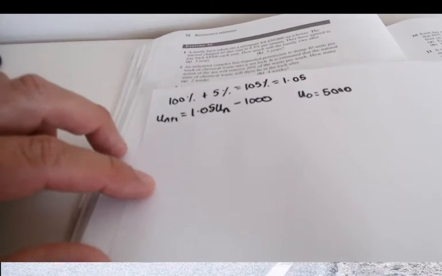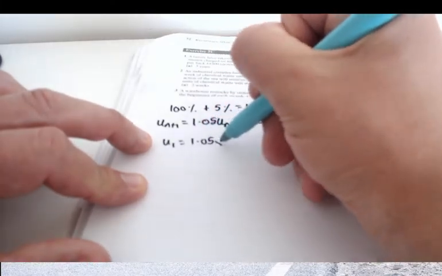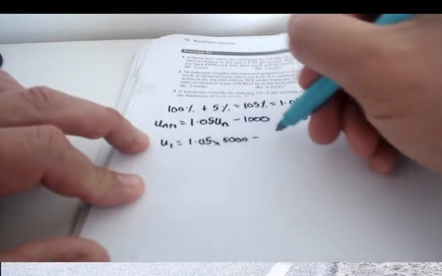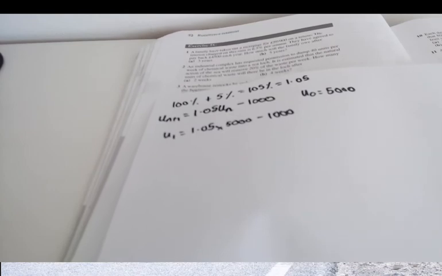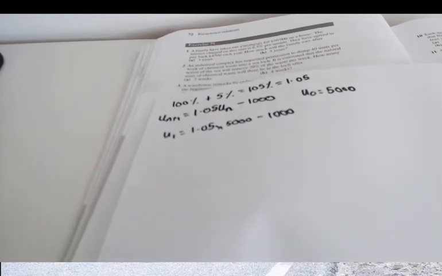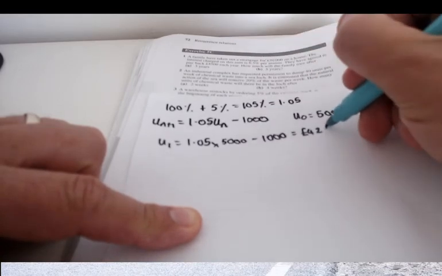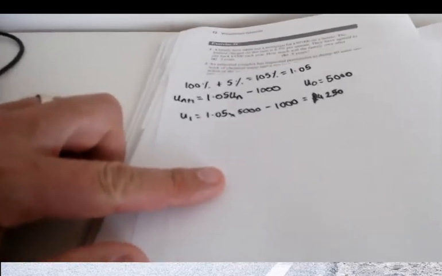Let's see what's happening with this stock. So for U1, it's going to be 1.05 times the answer before it, which is 5,000. Take away 1,000. So into your calculator you go. After 1 month, we have 4,250 items of stock.